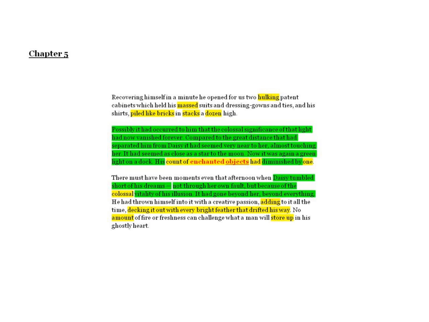Colossal, again, you could look at that in terms of amounts of that light had vanished forever. Again, how easily captured can light be? Don't go all photographic and scientifically intelligent on me. I think that's not the idea Fitzgerald would want you to talk about. Great distance, separated, very near, but actually very far away. Almost qualified there with that adverb, almost touching her. Now it was again a green light on a dock. His count of enchanted objects had diminished or reduced by one.